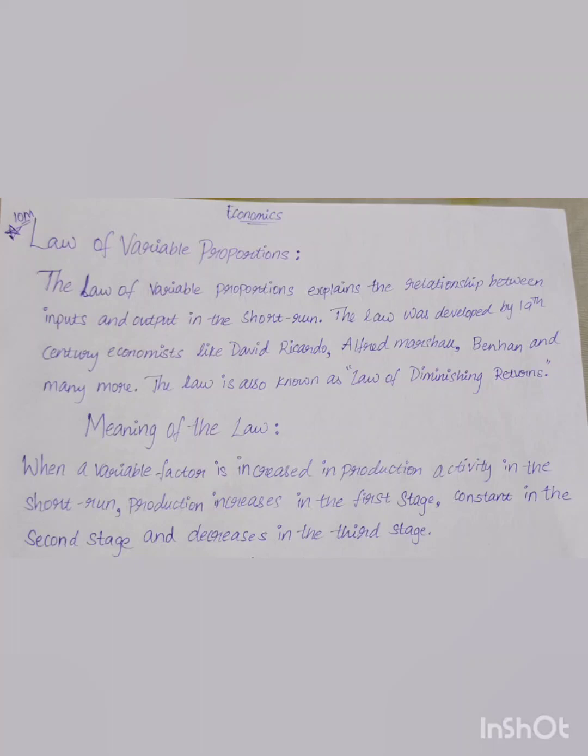So what is this law of variable proportions? The law of variable proportion explains the relationship between the inputs and output in the short run. So, this law was developed by 19th century economists like David Ricardo, Alfred Marshall, Benham, and many more economists. This law is also known as the law of diminishing returns.